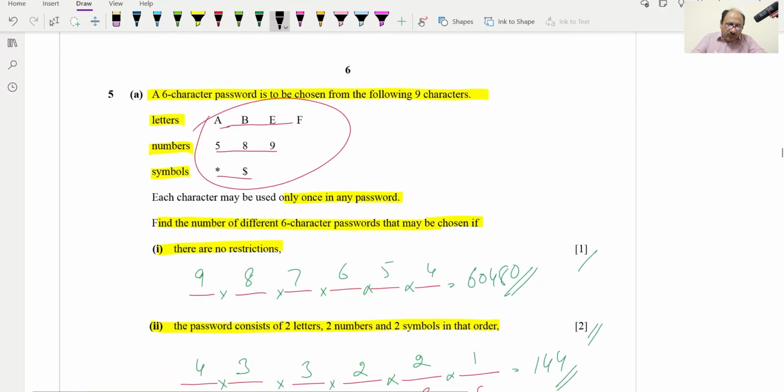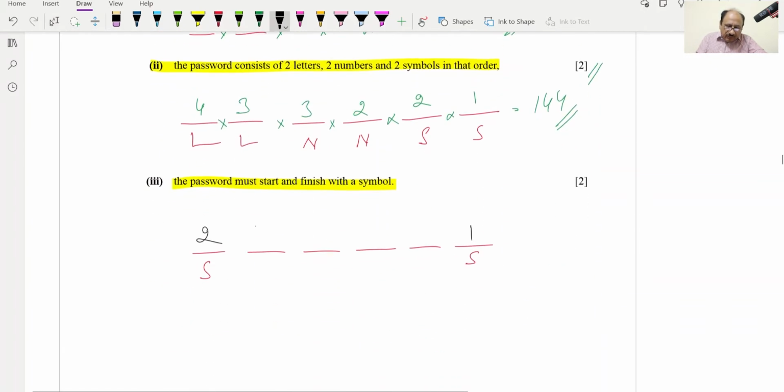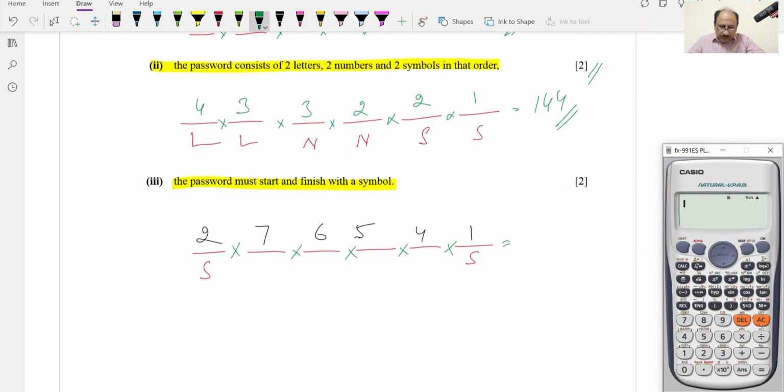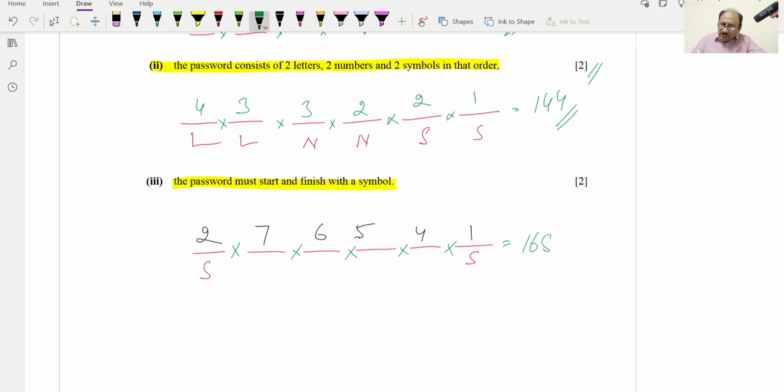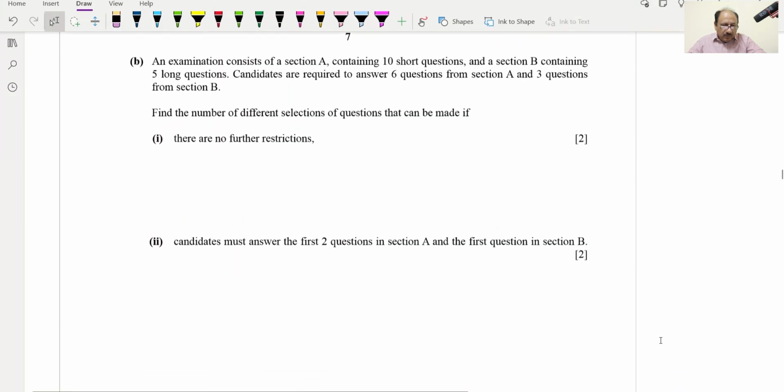So 4 plus 3 will be 7. Out of 7, options will be 7, 6, 5 and 4, and now we can multiply these and we will get the answer. This will be 2 multiplied by 7 multiplied by 6 multiplied by 5 multiplied by 4 multiplied by 1 is equal to 1680. This will be the answer for the 2 marks part. We are done. Now B part.